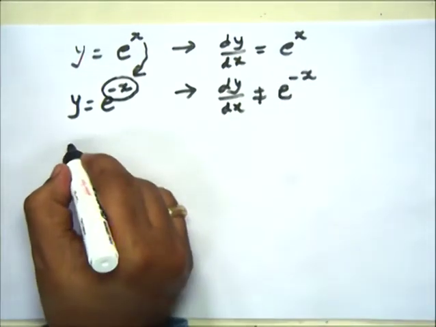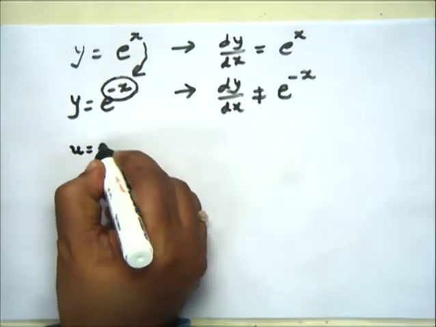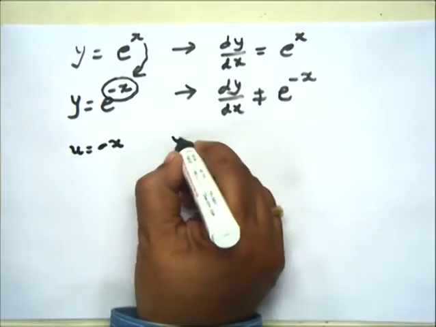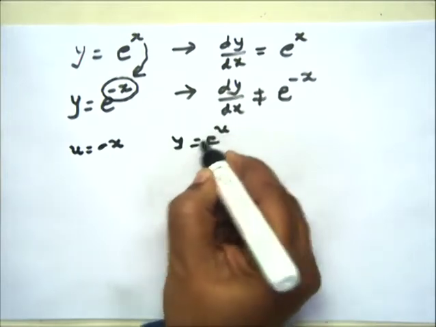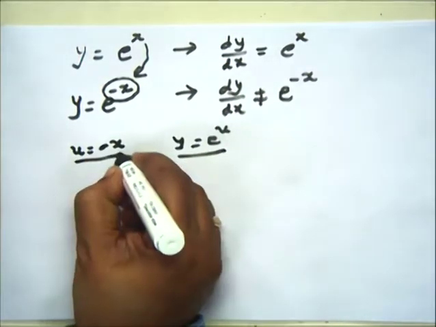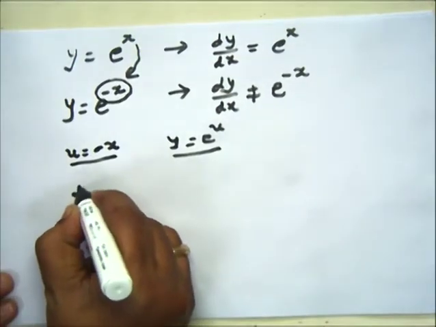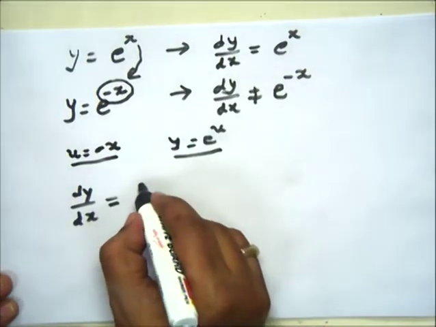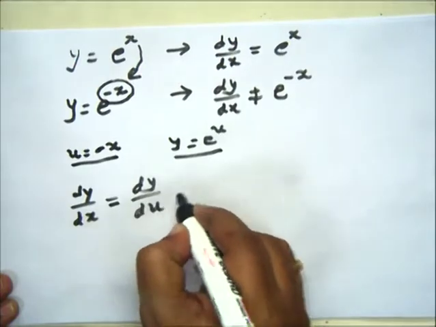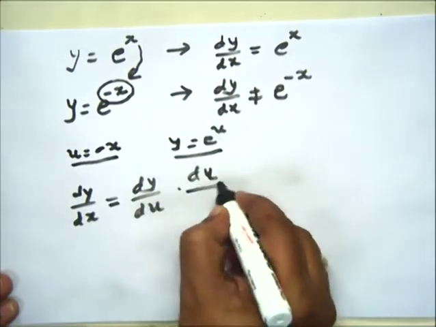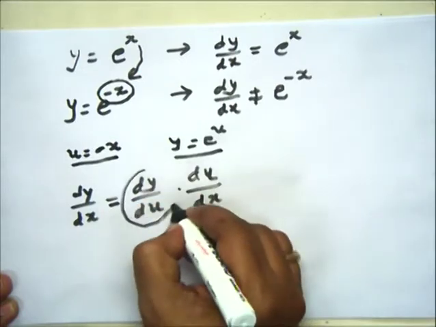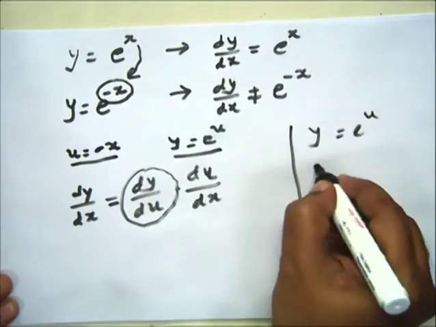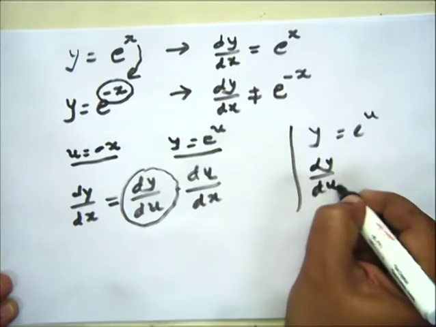So what I need to do is take u is equal to minus x. So y becomes e raised to u. Now y is a function of u, u is a function of x. Now if I want the derivative of y with respect to x, it is equal to derivative of y with respect to u into derivative of u with respect to x. Now what is the derivative of y? Y is equal to e raised to u, so derivative of y with respect to u is e raised to u.